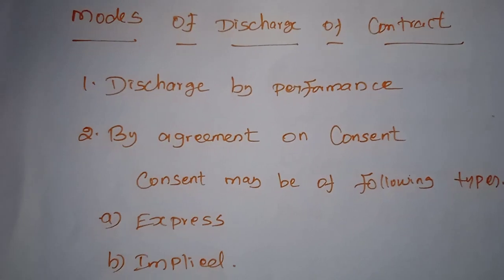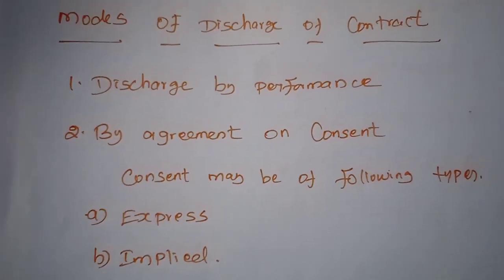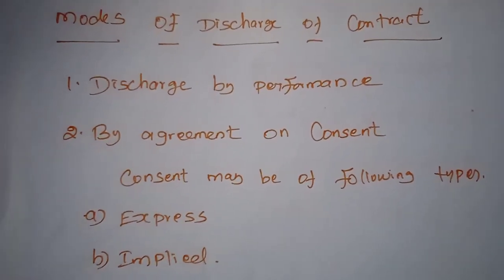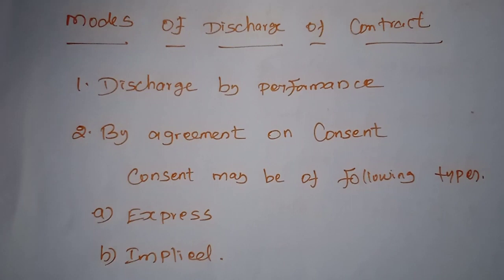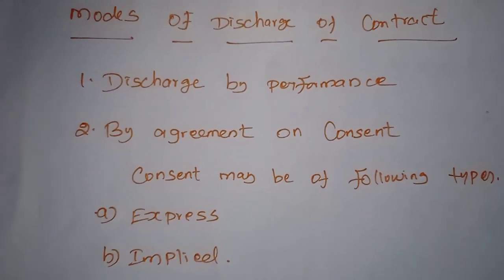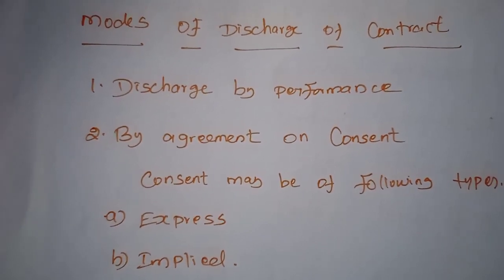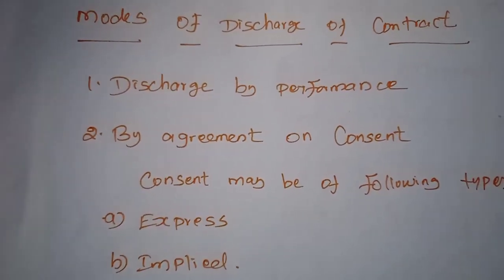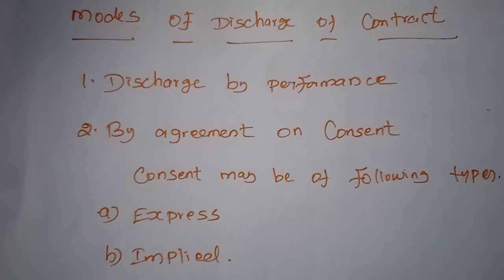First one is the discharge by performance. On the basis of performance of both parties, the agreement may come to an end. The performance implies carrying out the obligations of the contract. For example, if both parties, A and B, carry out their obligations of the contract, it automatically comes to an end. For example, if one party agrees to sell a car, and party B accepts to receive that car and pays, that agreement automatically comes to an end. So after the contract is fulfilled, the relationship of the two parties comes to an end.